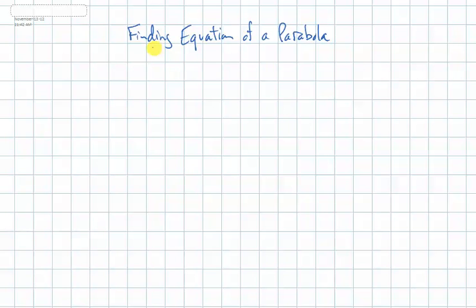In this lesson, we're going to learn how to find the equation of a parabola. What's implied in this is that we'll be given some points. There are really two scenarios that you need to be aware of.